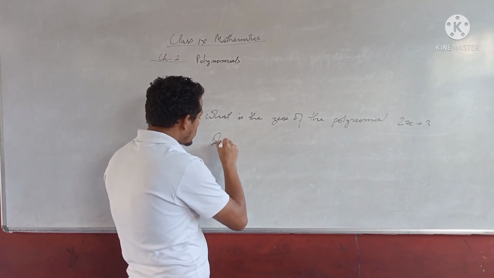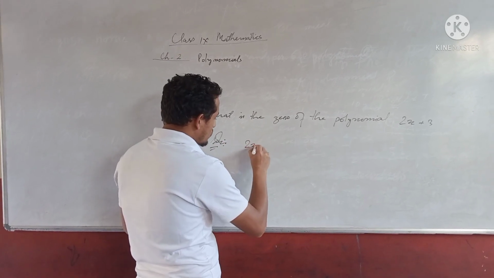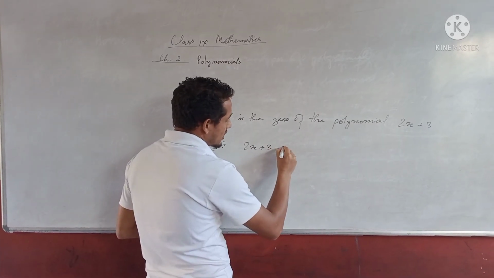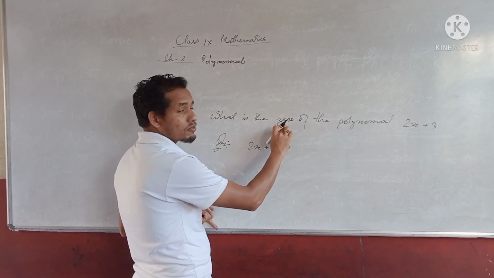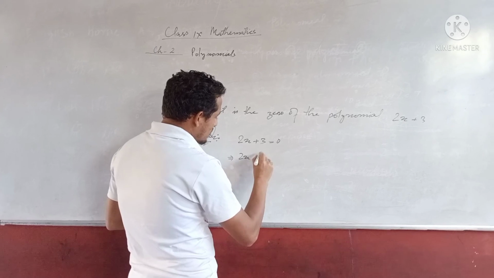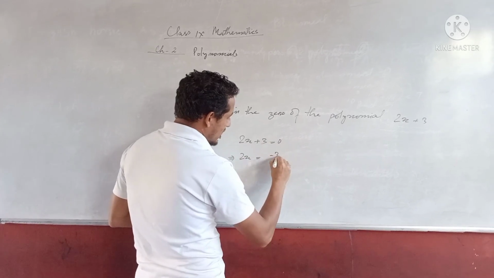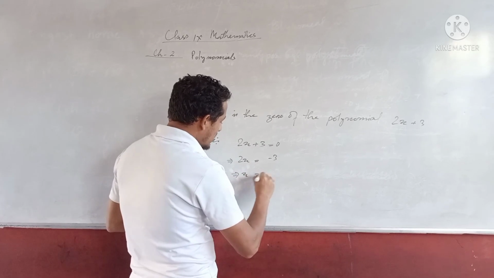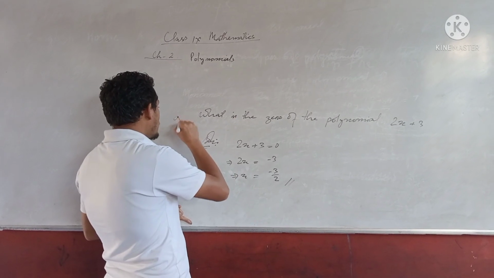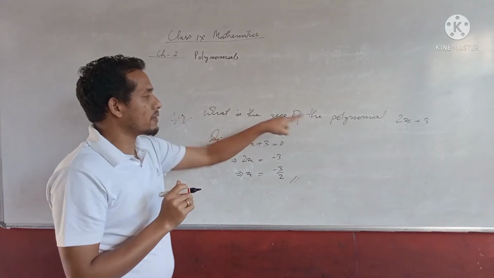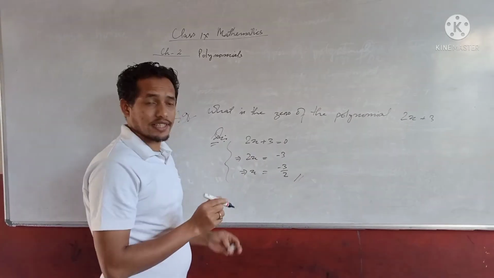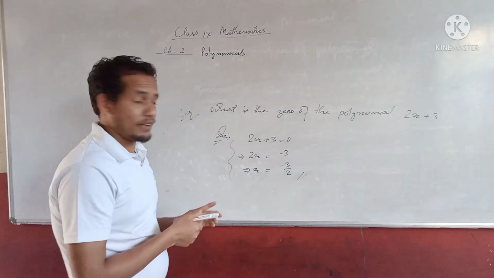In your answer we will calculate like this: 2x plus 3. First you write the question, and then you write equals 0, because in the question they ask for the zeros of the polynomial. Now 2x equals 3 moved to the right side, it becomes negative. Then x equals minus 3 divided by 2. This is just an example of how to find the zeros of the polynomial. After this, we can go to the exercise. We will continue the exercise next time.